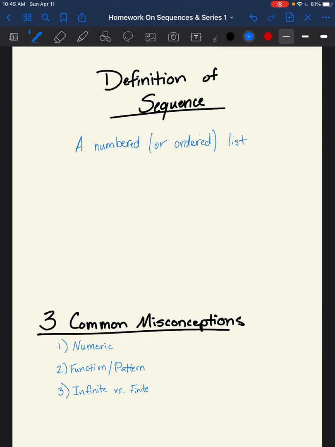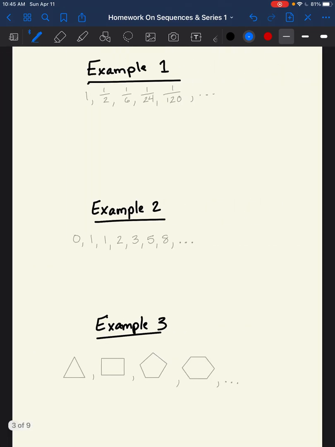Okay, so now that I've handled those 3 misconceptions, I'm ready to start looking at some examples. I've got 3 examples here. The first one, hopefully you're paying attention, starts off with the number 1. Then it goes to 1/2, 1/6, 1/24, 1 over 120. I'm wondering if you can figure out what the pattern is here. I'll give you a second to think about that.